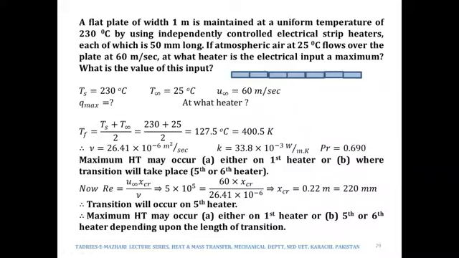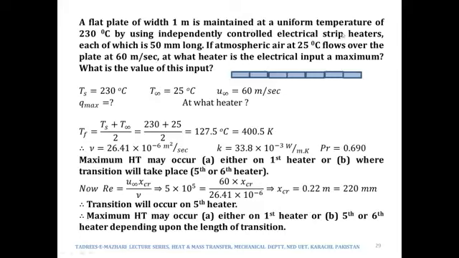Okay, moving onwards, this is the next problem, which says that a flat plate of width 1 meter. So this is not the width, it is the length. The length that we see over here is the length and not the width. Width is going inside the computer, inside the system, or inside the board.